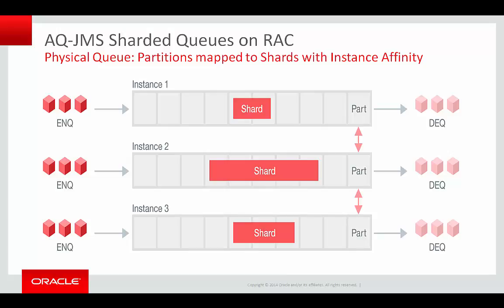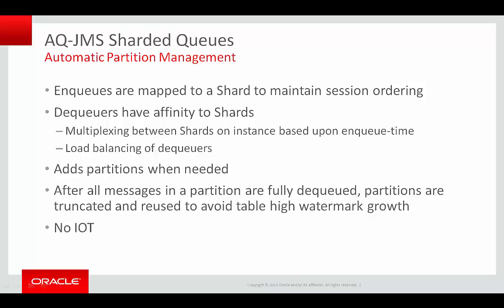So, although sharded queues provide a single logical queue abstraction, underneath it's actually a lot more sophisticated. So delving down into the automatic partitioning management, enqueuers are mapped to a shard to maintain the session level ordering. Dequeuers have affinity to shards. You may have multiple shards on an instance. So there's multiplexing between shards on an instance based on enqueue time. So if there's a single dequeuer on an instance and multiple shards on that instance, it will multiplex between the two and figure out which one has, let's say, the oldest enqueue time for first in, first out. We also load balance between the dequeuers, so we try to spread out the dequeuers across the shards. We do this automatically.